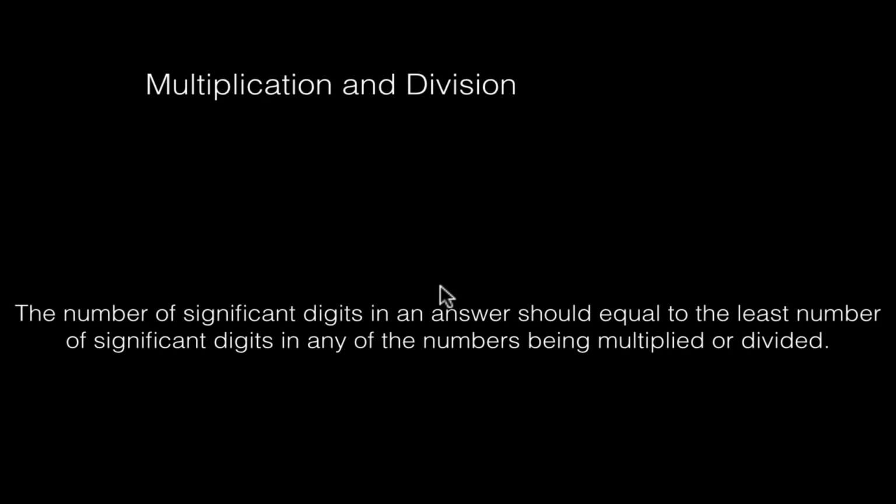Whenever we're multiplying or dividing, so we're calculating things out in a problem, there's a rule that we go by here. The number of significant digits in an answer should equal the least number of significant digits in any of the numbers being multiplied or divided. So what does that mean exactly? Let me give you guys an example here.